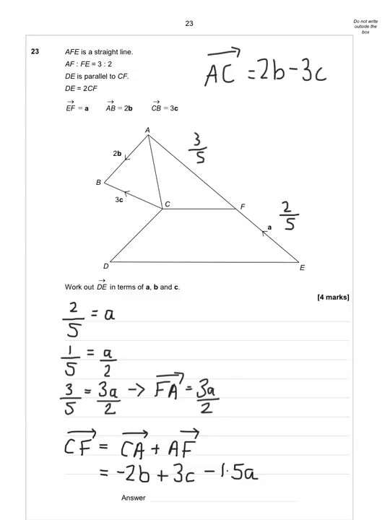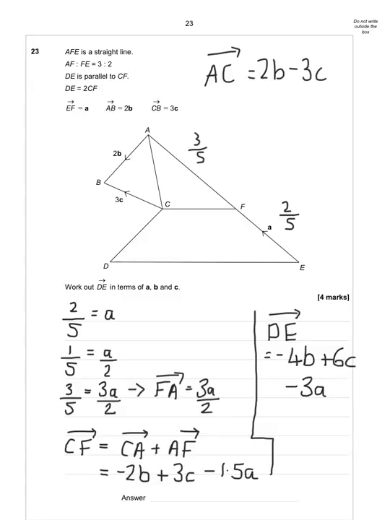So what I've got here then is what CF is. I can't simplify it because I've got a B term, a C term and an A term, but I have got CF now. Now I can go on and answer the question, which is what is DE? Because DE is given to be 2 lots of CF, remember it's given at the top here, all I have to do is double this. So really easy, it's minus 4b plus 6c minus 3a. There we go, finished.